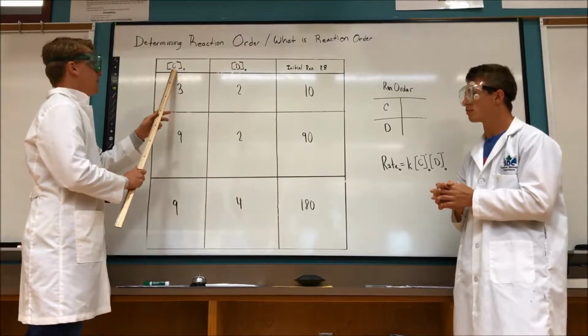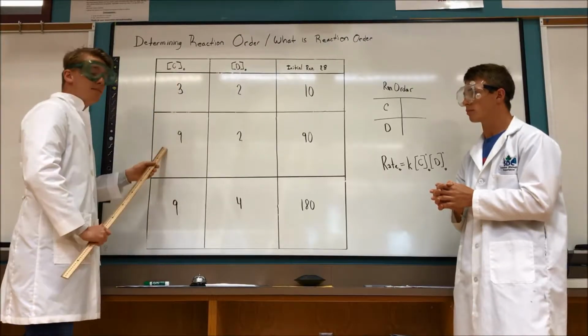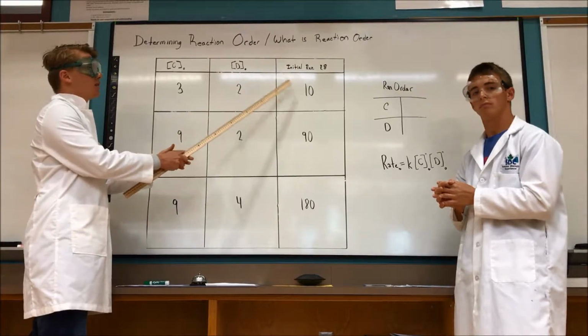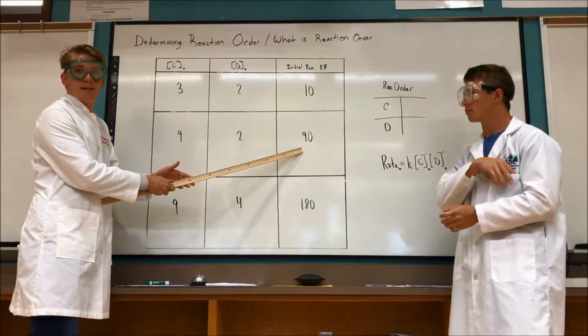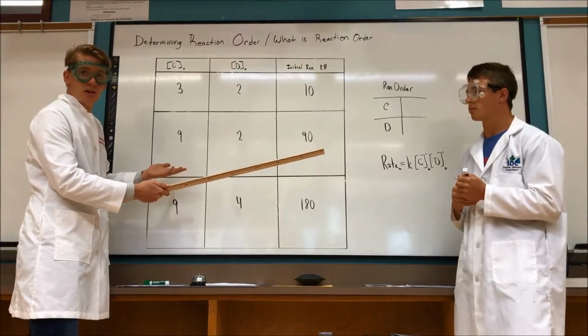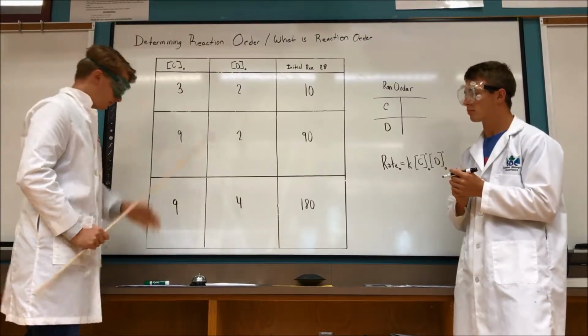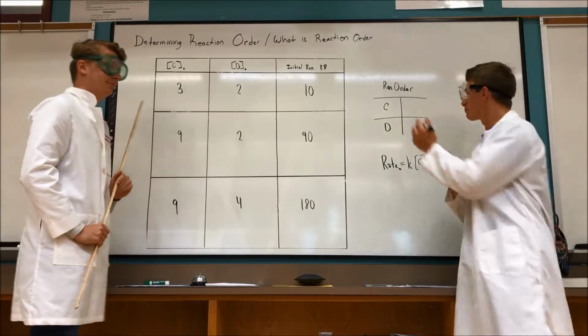As we see, reactant C goes from 3 to 9. That, of course, is tripled. Being tripled changes our initial reaction rate by 9 times. And of course, that is squared. So thereby, the reaction order is 2.